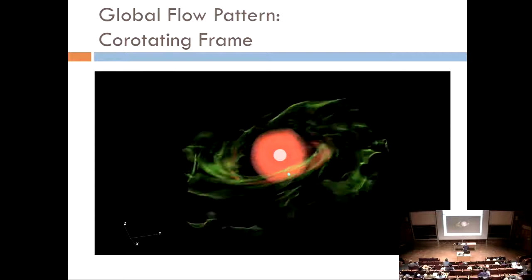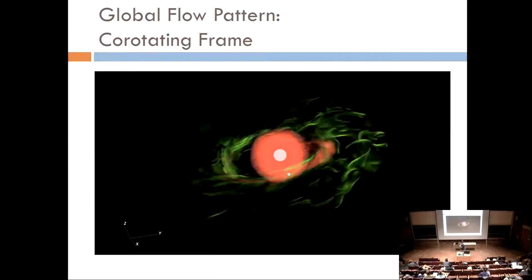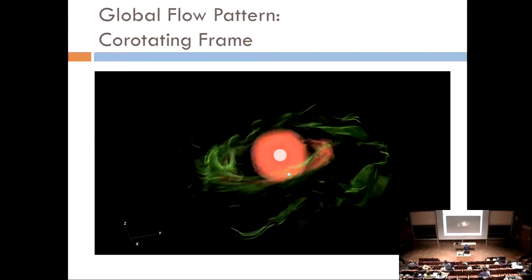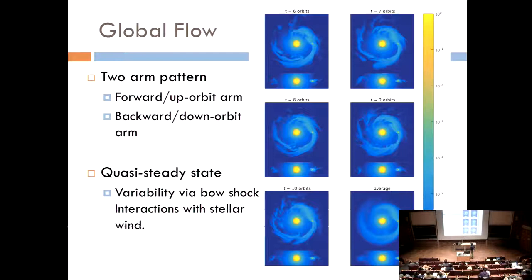I've done lots of simulations of interacting binary winds, where you've got a star, maybe in a very tight binary, with one star producing a wind and another star producing a wind. It does not produce that kind of distribution. You end up with two hemispheres of outflow. So this global flow that you see ends up with a very particular two-arm pattern. You have what we call a forward, or up-orbit, arm, and then a backward, or down-orbit, arm. So here's the star, here's the planet, this is the up-orbit arm, because the orbit is going this way, this is the down-orbit arm, and this is looking from the side, and you see the wind is really confined to this torus.